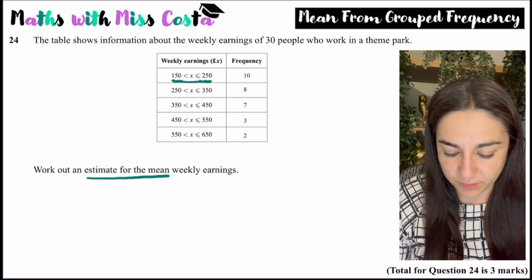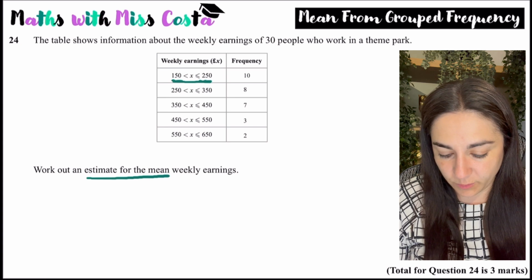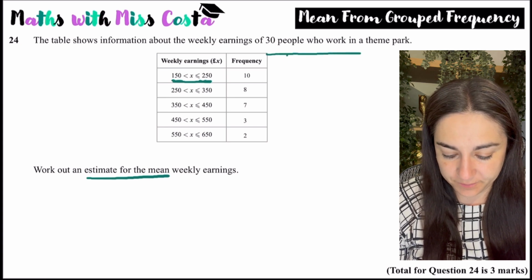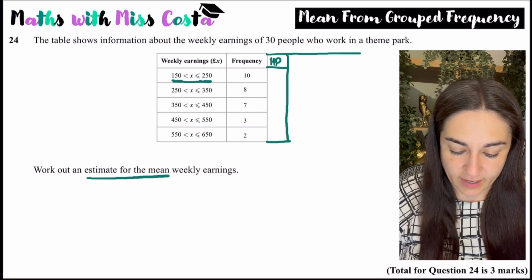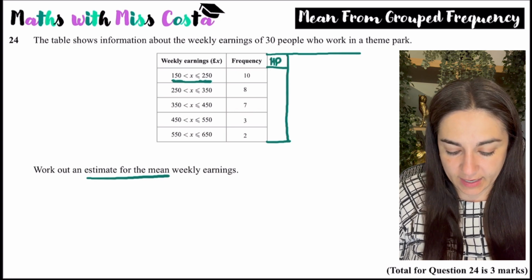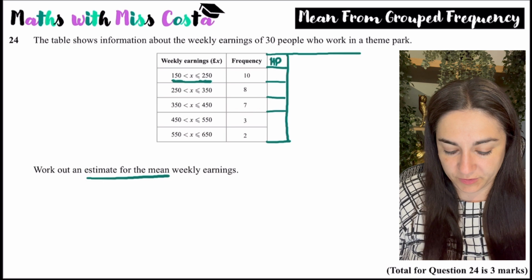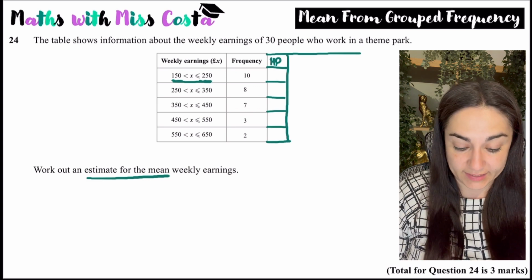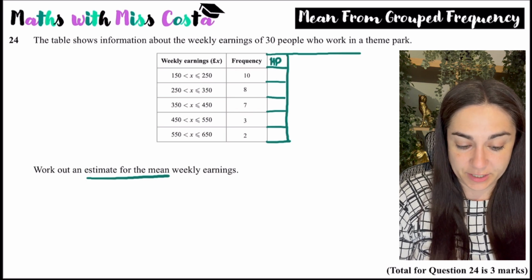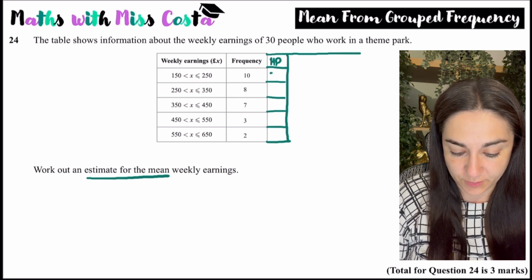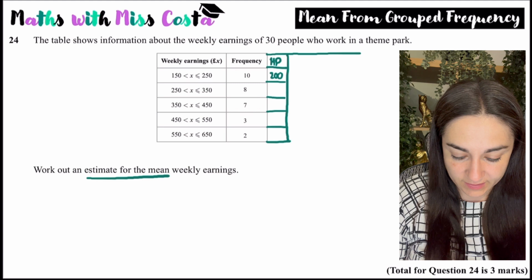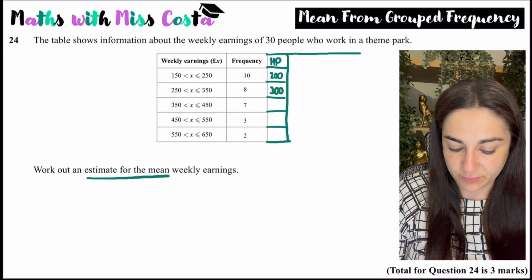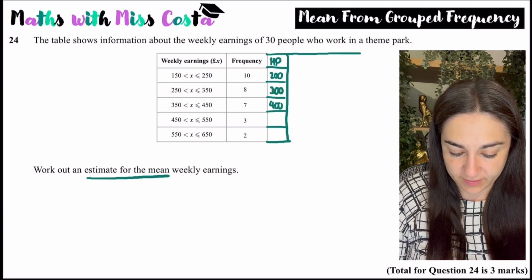So when I have a grouped frequency table, the first thing I want to do is create an extra column where I can just write down the midpoint. That's the first step that should come to your mind. So the midpoint is the halfway value between the intervals. So between 150 and 250, halfway is 200. Between 250 and 350, halfway is 300. Between 350 and 450, halfway is 400, 500 and 600.